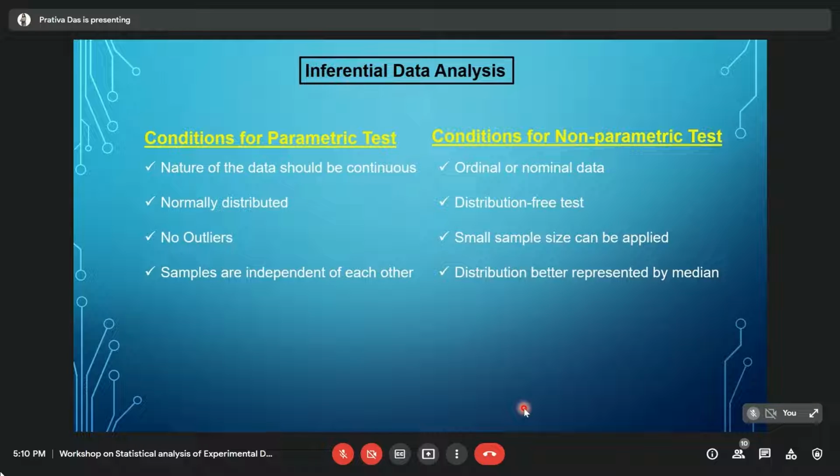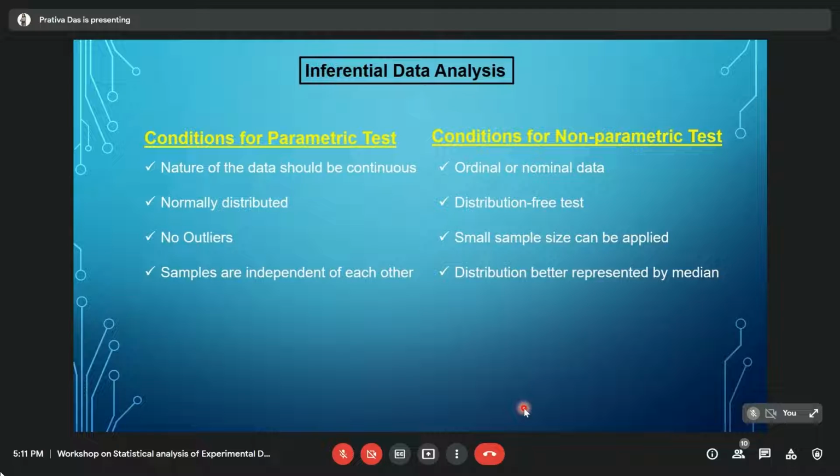And the samples should be independent of each other. Like from the previous image, we got 100 points. So we should take another image, and the two images are independent of each other. This kind of situation we can have in the case of the parametric test.